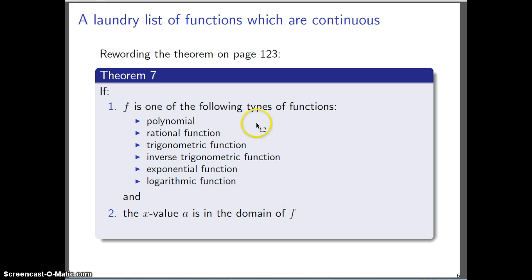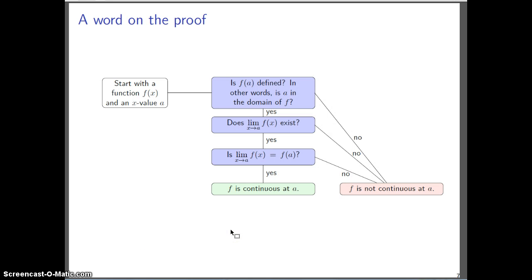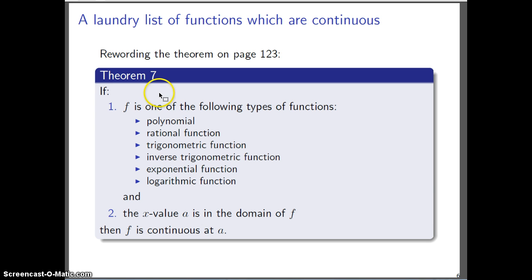So as long as both of those 2 requirements are satisfied, then you can just conclude using this Theorem 7 that f is continuous. So how does this work? We didn't prove this in class.